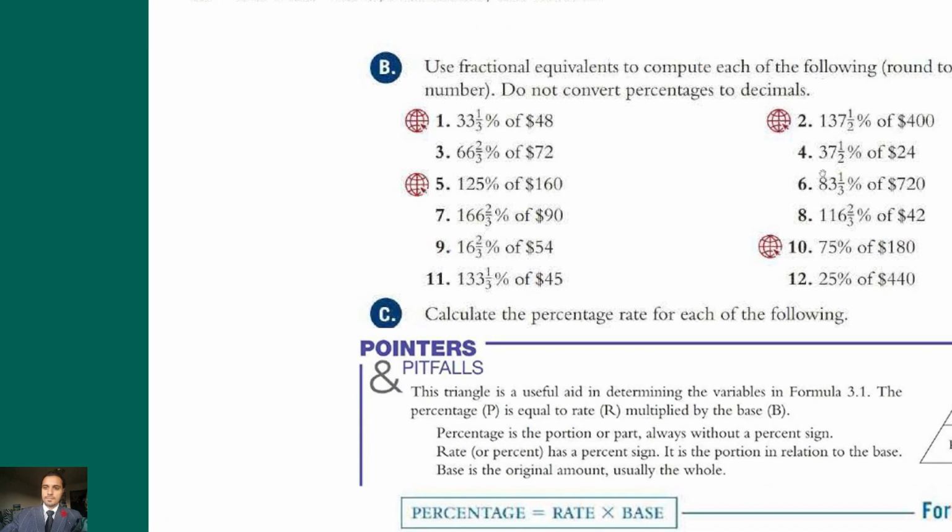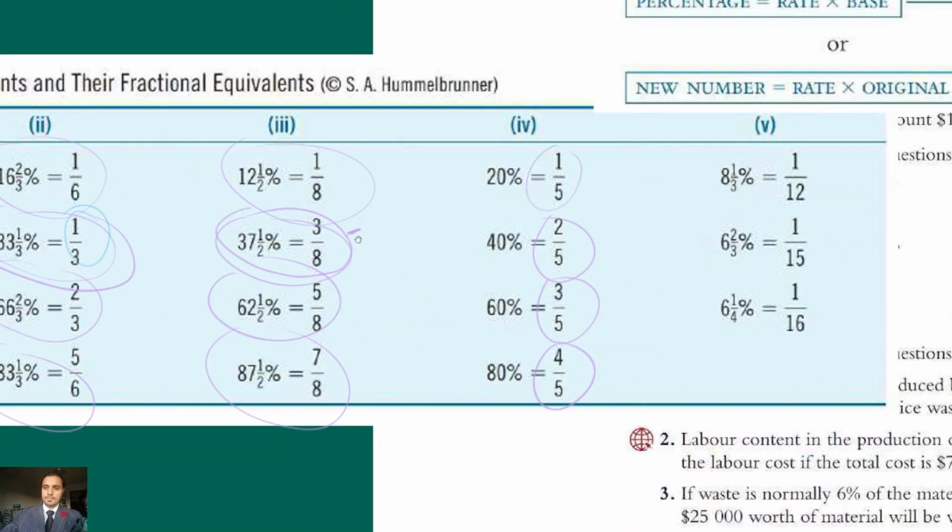We already did the third one. Let's try the fourth one: 37 1/2% of 24. Now this whole thing can be written like we just learned, like we did last time. What was it? Right here. 3/8, right? 3/8.